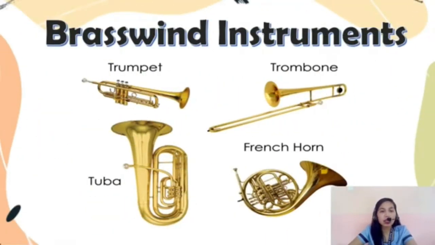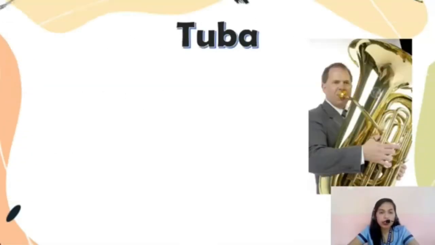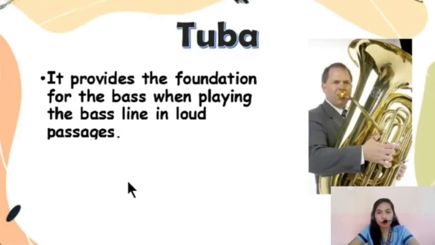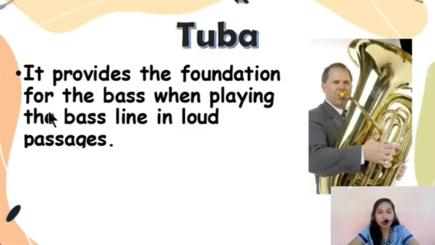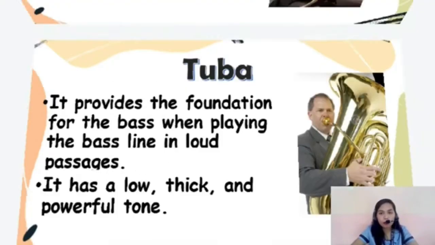Now, let us discuss the brass instruments. The brass instruments are made of brass. Tone is produced by making the player's lips vibrate. One example of that is the tuba. It provides the foundation for the bass when playing the bass line in loud passages. And it has a low, thick, and powerful tone.